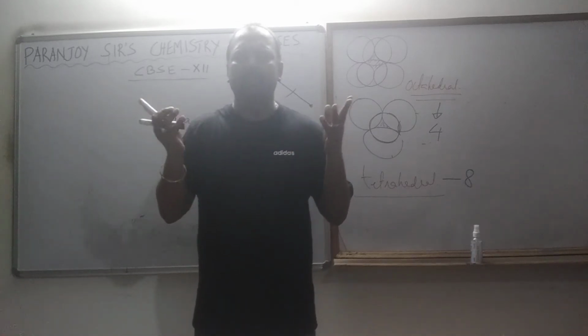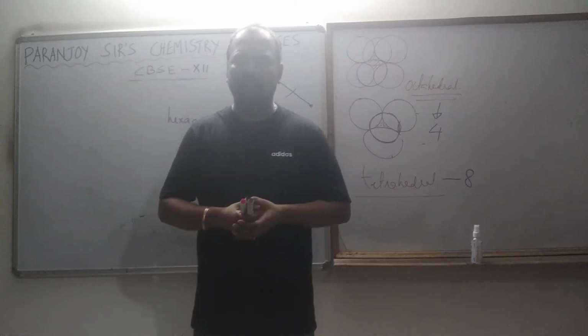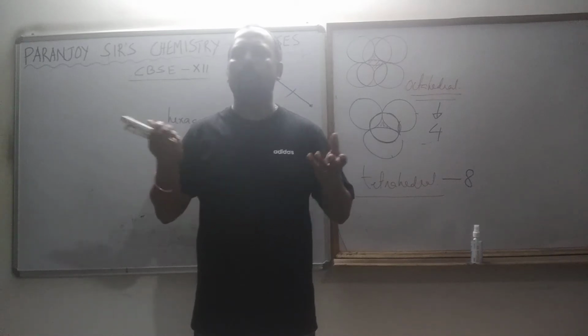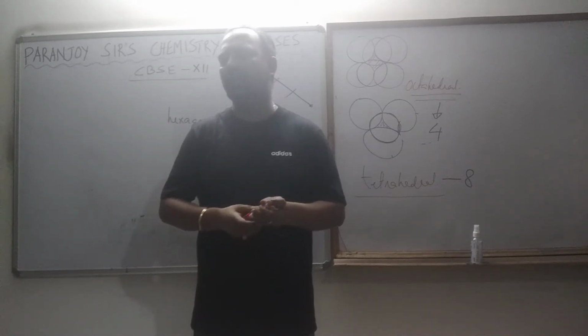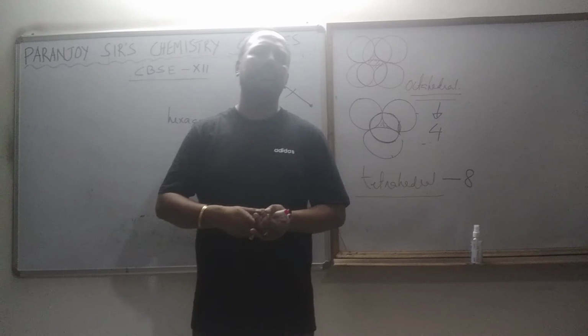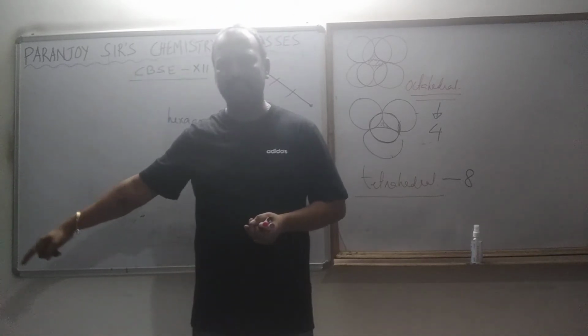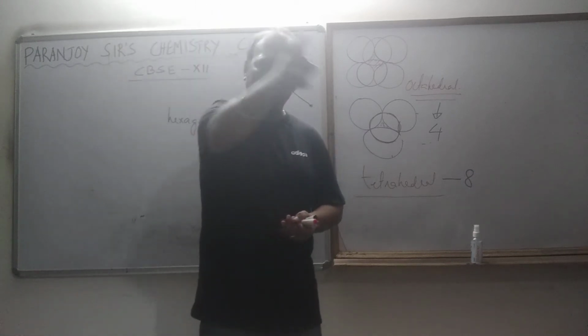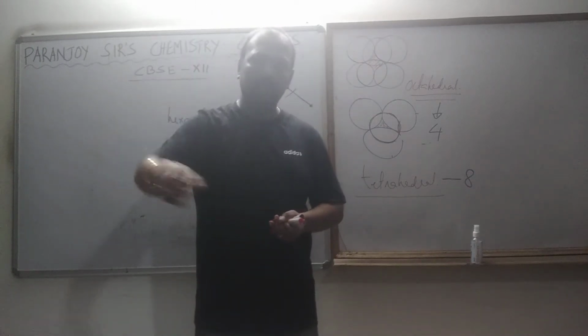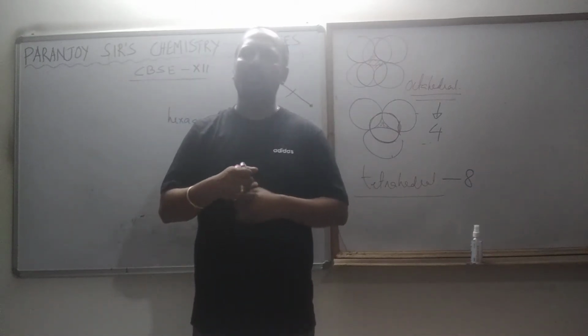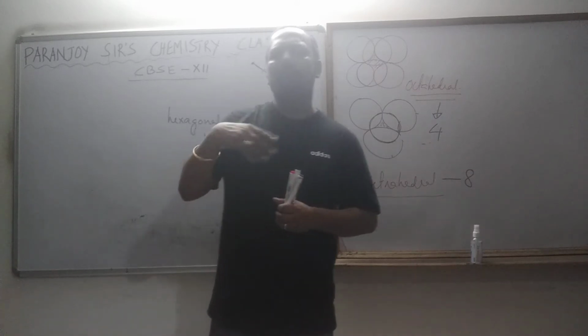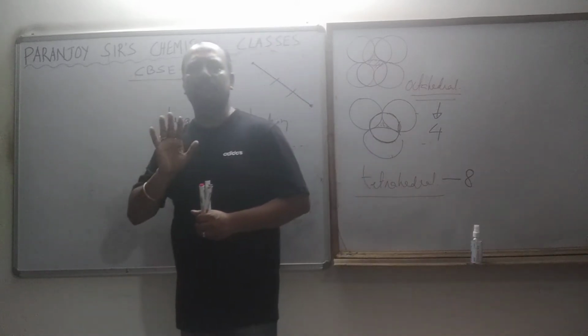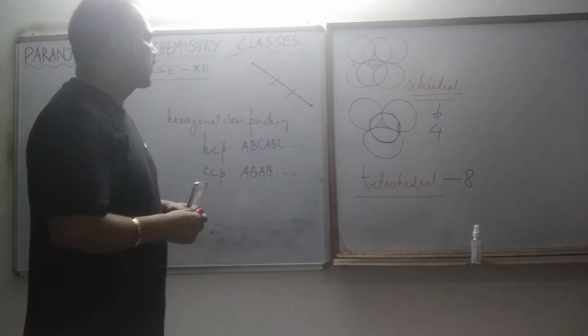See, it's very simple. There are 8 corners, right? So two opposite corners make one body diagonal. You can visualize that. One is from here to there, and one is from there to there. So 4 body diagonals are there. All 4 body diagonals you divide into 4 parts.